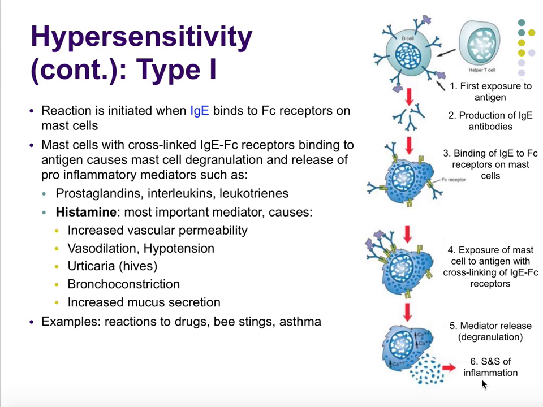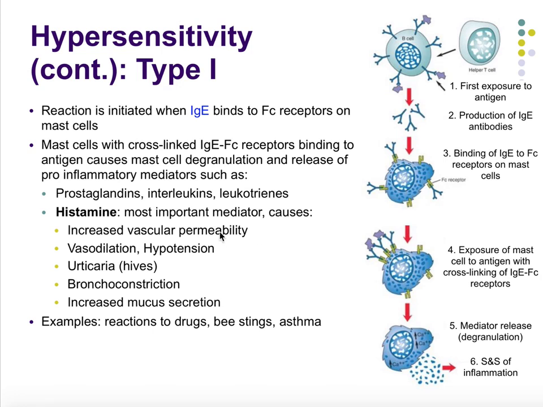The chemicals that are released include prostaglandins, interleukins, leukotrienes, and histamine. Now, histamine is bolded because it is the most important mediator. So it causes things like increased vascular permeability, vasodilation, and both of these will lead to hypotension, a drop in blood pressure, because when you vasodilate, blood pressure drops.